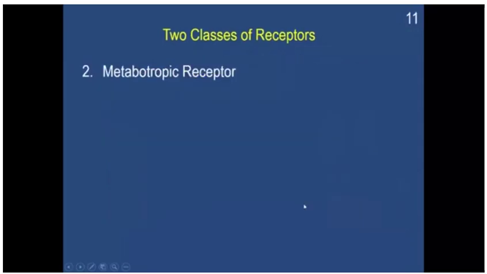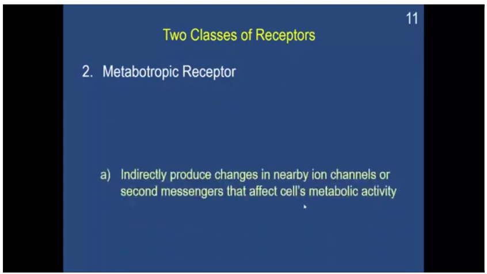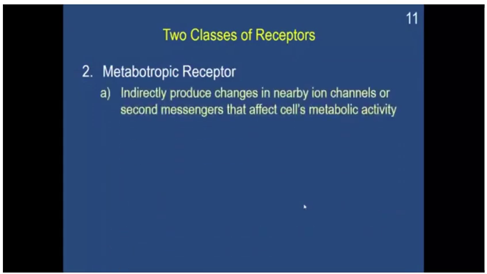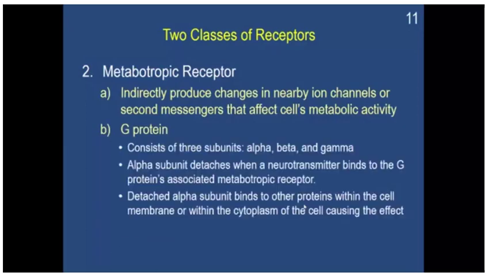The other major receptor, the second type, is called a metabotropic receptor, and this one requires additional communication to occur for the cell membrane to become permeable to ions. It's an indirect messenger because it's using a secondary messenger, which is a G protein. G proteins consist of 3 subunits: an alpha, beta, and gamma.